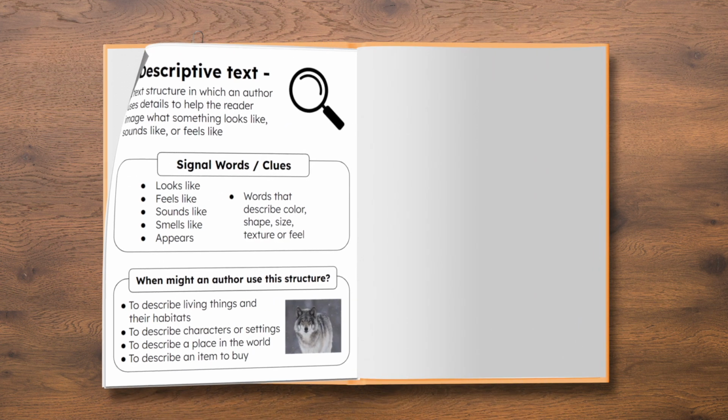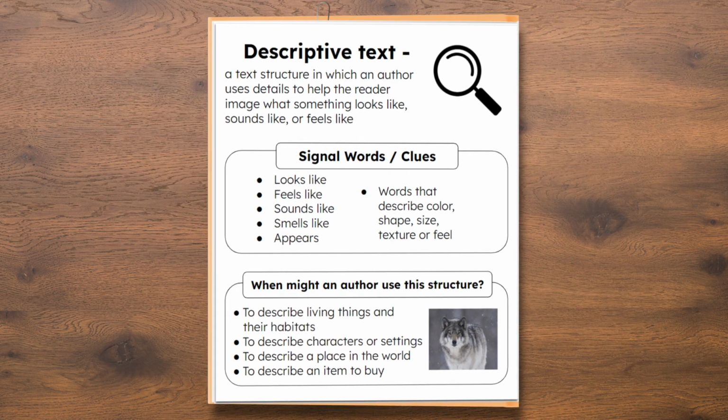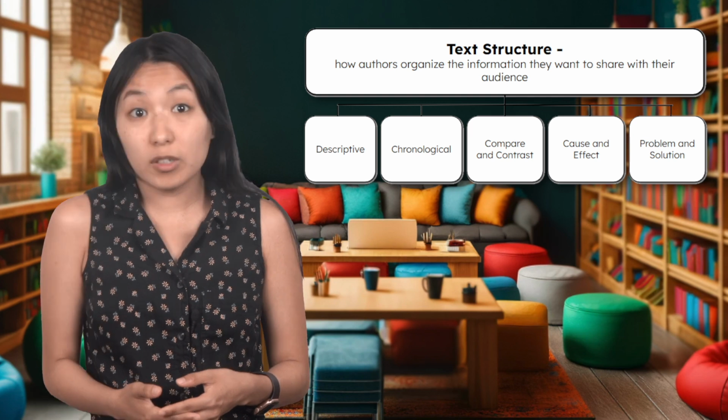I've started putting together a guide to help me remember the different text structures and how they work. Take a look. I've already added some notes on descriptive texts. In a descriptive text, the author uses lots of details to help you imagine what something looks like, sounds like, or feels like. Remember when we added descriptive details about how wolves live in icy, frigid, snow-capped mountains? Descriptive texts are filled with sensory details just like that. An author might also use this kind of structure when describing characters and settings, places around the world, or even to describe a product people can buy. So that's one structure we're a little more familiar with.